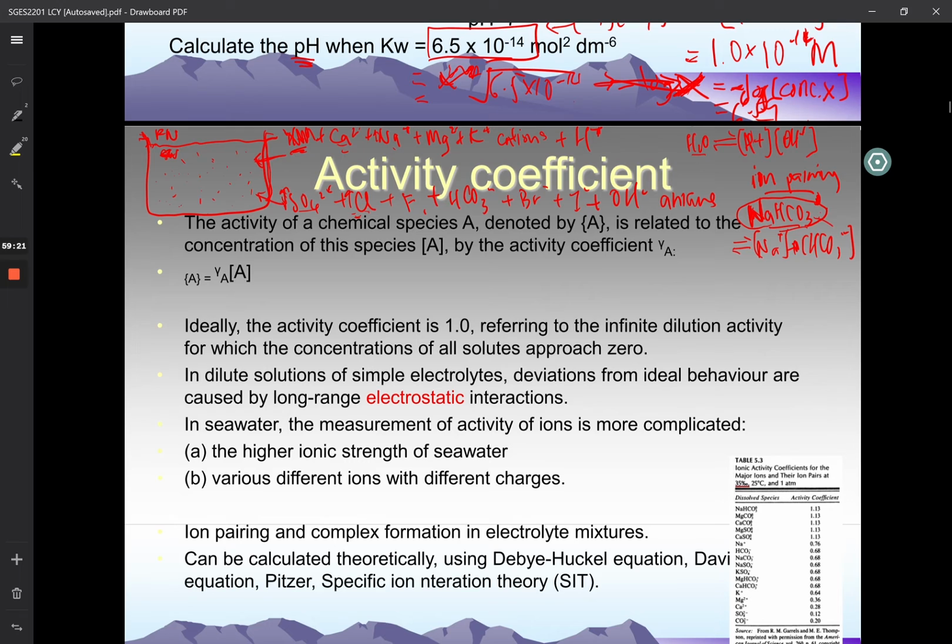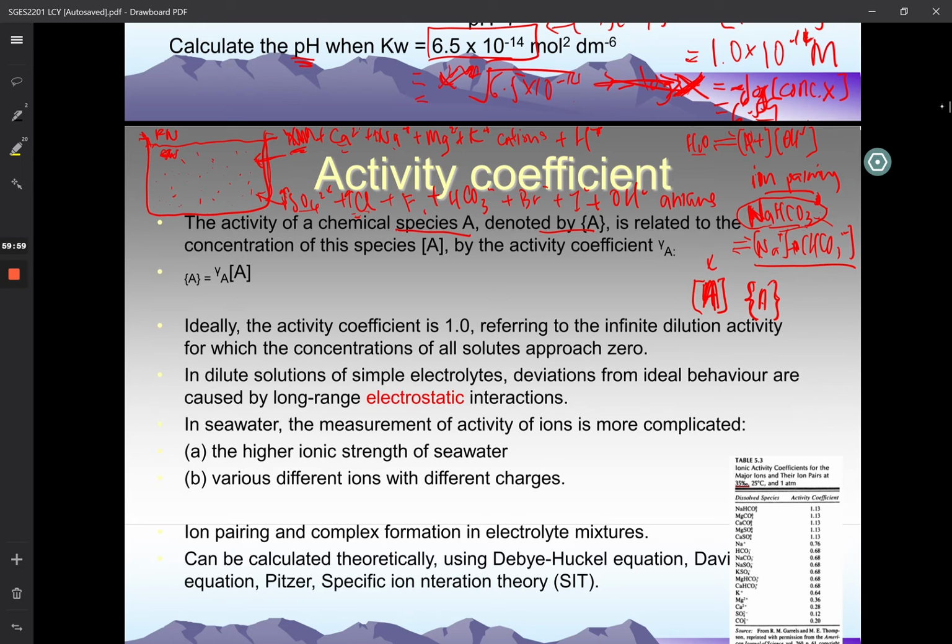So this is the reason why we need to consider activity. So activity is for a chemical species, for example A, denoted by this. This is the concentration, or the activity, not concentration. If we use brackets around A, we are talking about the concentration. If we use these parentheses, it will be known as activity.